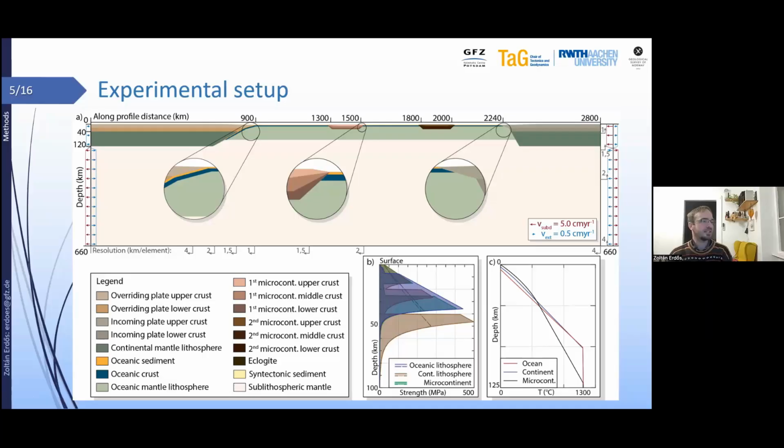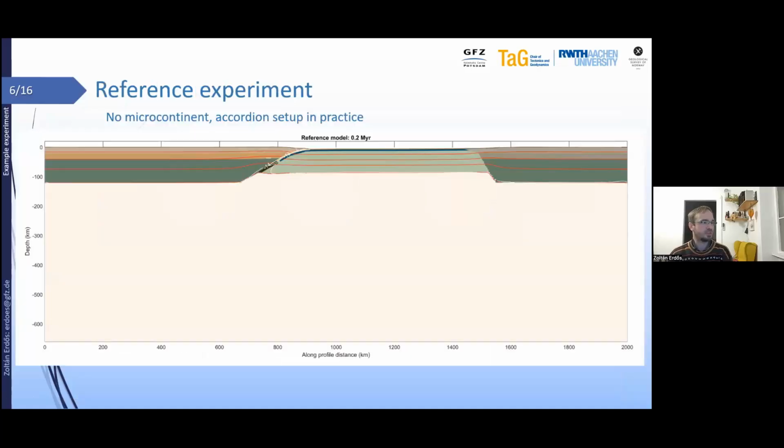If you're interested in the technical details, the paper is there. It's out. I'm going to focus on how these look and show you the models themselves, because I think they're quite informative. So this is a reference experiment. This is the full model domain, so a 660 kilometer deep box. This here is 2,000 kilometers wide because there are no microcontinents in it. The microcontinental ones are a little bit wider.